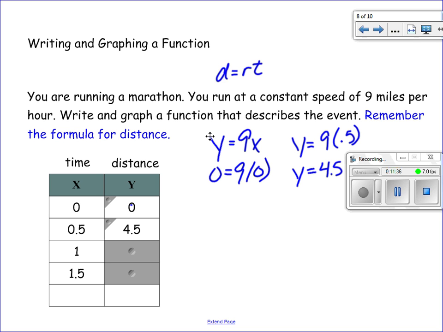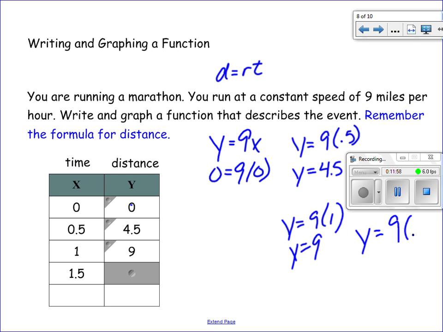So in our next formula, if we plugged in for time to be 1, 9 times 1 is 9, so your y will equal 9. Lastly, y again is going to be the total distance, so 9 miles per hour times 1.5, y is going to equal 13.5.